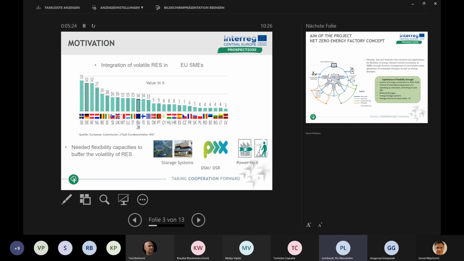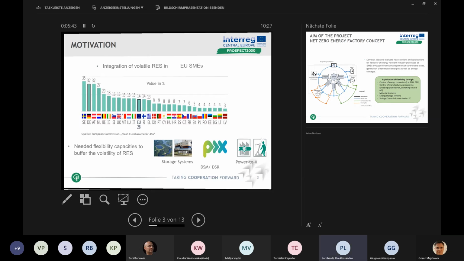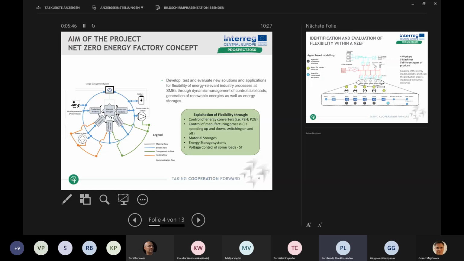So the idea is that I create flexibility inside my manufacturing system, and I try to avoid feeding the network and to integrate the power that I'm generating in my system. Of course, if the power is not enough, I can take it from the network as normal. So for that, we have formulated a new concept of net zero energy system, the net zero energy factory, as I said to you before, which avoids or minimizes feeding the network.